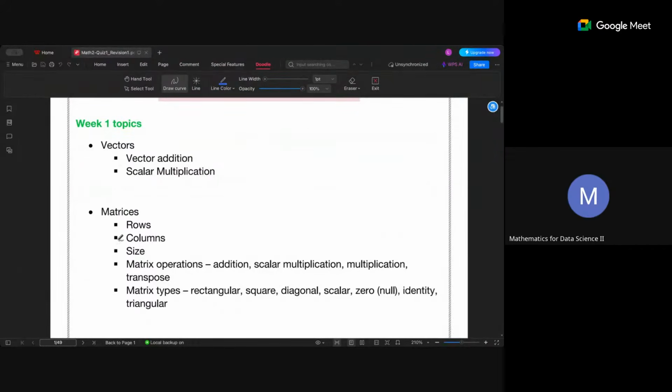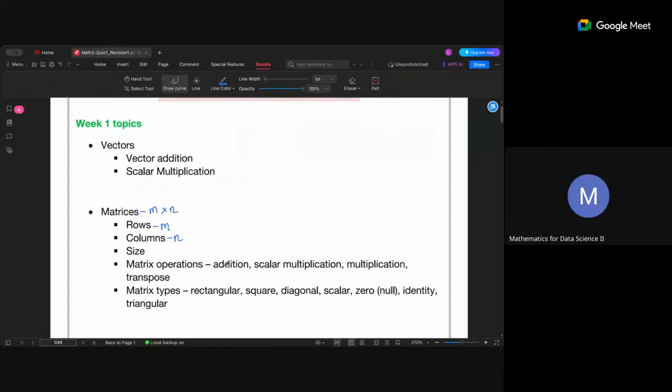So for a matrix, let us say you have an m by n matrix. What does the m represent and what does the n represent quickly? M represents the number of rows, and n represents the number of columns, right? Okay. So yes.